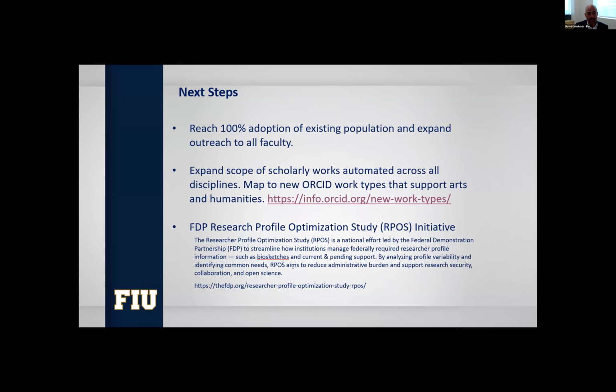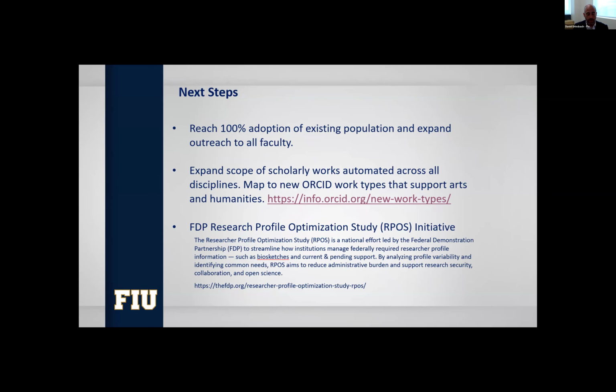We do have some next steps here, and we only have 5 minutes left overall. I know there's some time for Q&A. We're aiming to get 100% adoption of our existing population, and then we're looking to expand to reach out to all the faculty that we have. That includes teaching professors. And of course, ORCID we think is important for our graduate students as well. There are a lot of other plans, but ORCID is in the center of all of it.